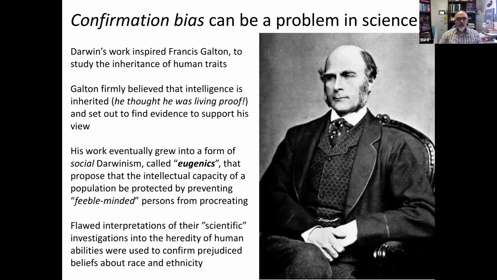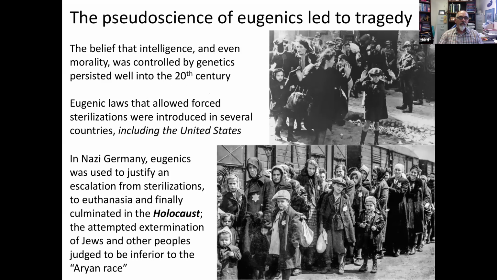They used flawed interpretations of their scientific investigations to justify these beliefs, and their work influenced many countries around the world, including the United States. Eugenic laws were allowed to force sterilization on people that were judged to be feeble-minded. Laws were brought in that were discriminatory, prevented intermarriage. And of course, we all know what happened in Nazi Germany. Social Darwinism led to an escalation from sterilizations to euthanasia, and finally the Holocaust that we just heard about.